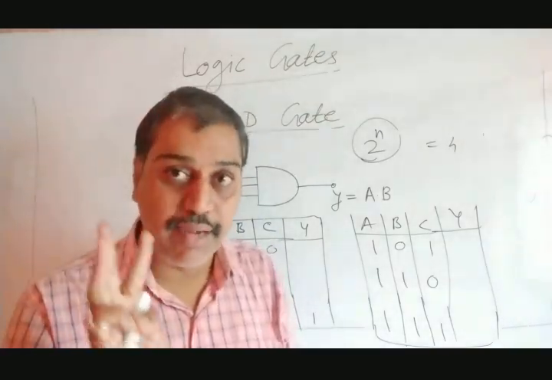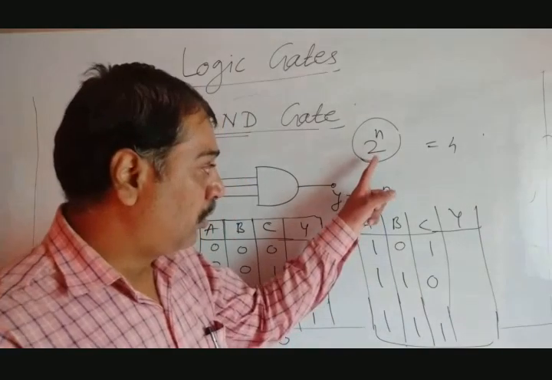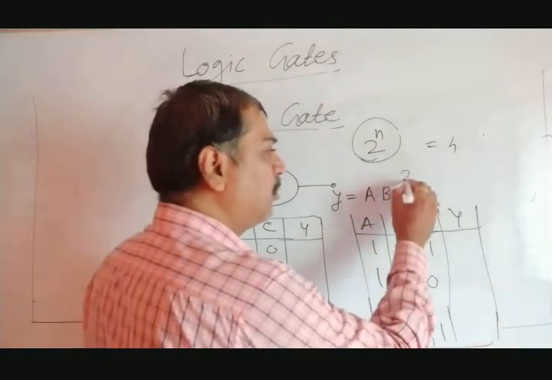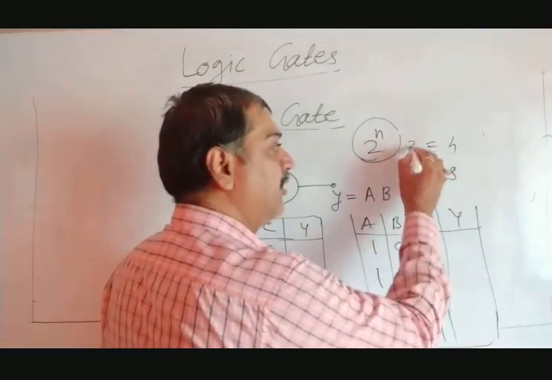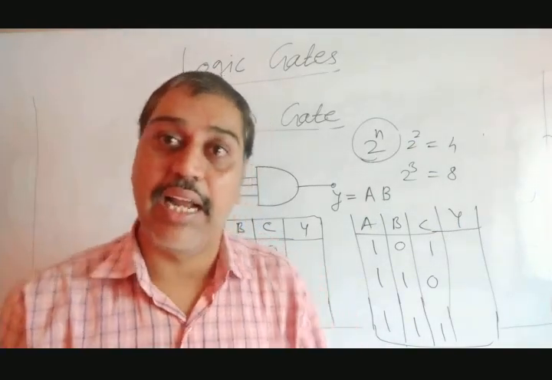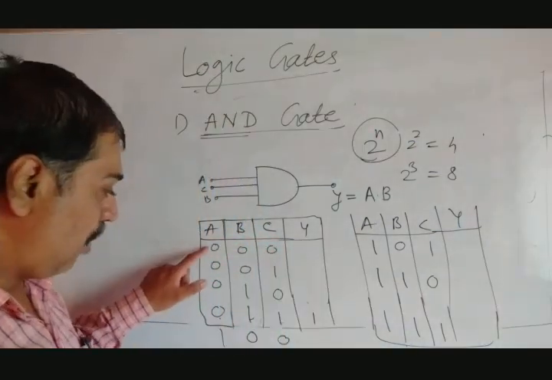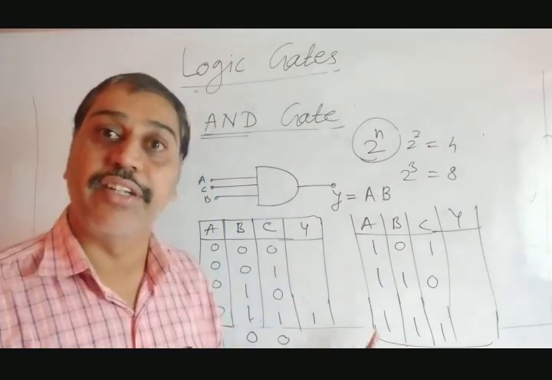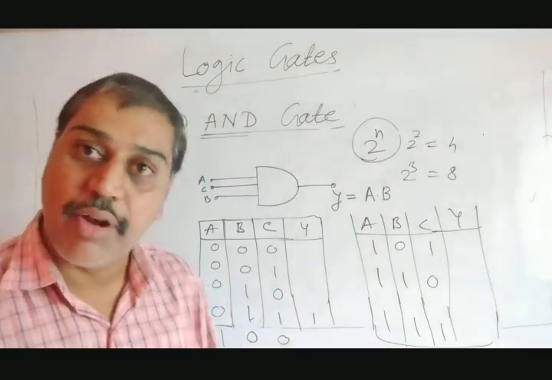For 3 inputs, how many rows are there? 2 raised to power 3 becomes 8, and those 8 variations are required. So 1, 2, 3, 4, 5, 6, 7, 8. 8 variations we have. Now what is our condition for the AND gate?